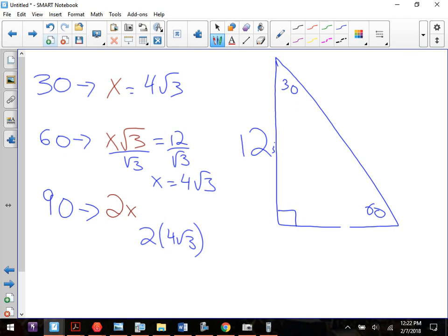What do you think 2 times 4 root of 3 is going to be? 8. Careful, use your calculator. Just hit 2 times 4 root of 3, and it gives you an answer. 8 root of 3.